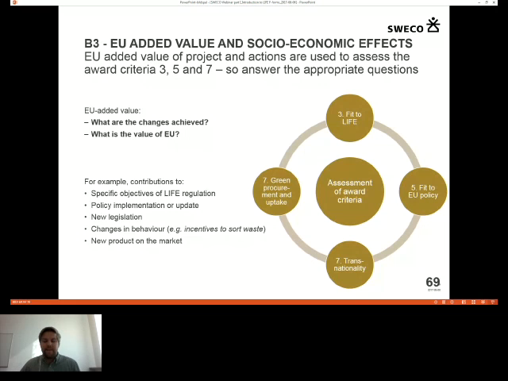Also, behavioral change is always welcome. How do we make EU citizens more environmentally aware, or how do we make them use environmentally friendly solutions to a larger extent? One example could be, does your project create incentives to sort out waste into plastic and paper, and biological waste and so on? Or does your project contribute to making people use electric cars to a larger extent? These would be things that you can bring in here.